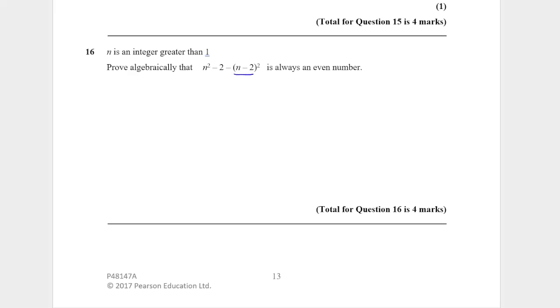So I'm going to start with this part and square that out. So I'm going to put minus, because well, I'll do the whole thing. n squared minus 2 minus n squared minus 4n plus 4. Then if I simplify that, n squared minus n squared would cancel. I've got minus 4n, so that would be 4n. Then my number part becomes minus 2 minus 4, so that would be minus 6. So I can take 2 out as a common factor. 2 times (2n minus 3). So it must be even.